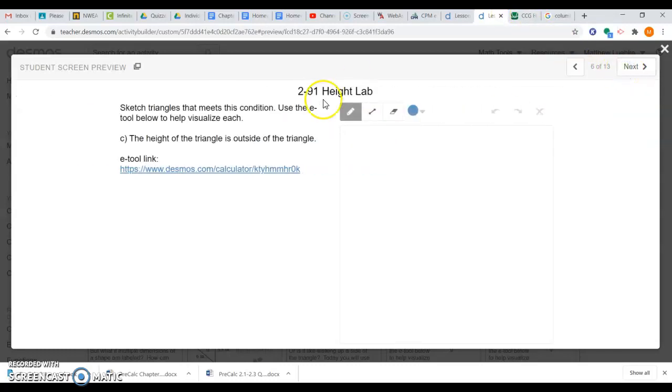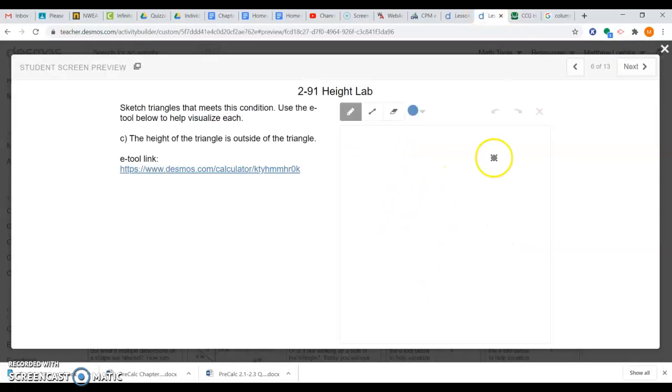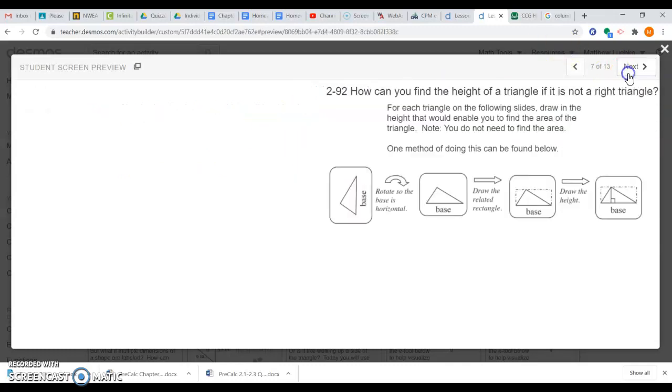Okay, and then the last one, the height of the triangle being outside of the triangle. You go to your e-tool here and you want to make a triangle where the height is on the outside. Then you sketch it on the pad here, and then you are done with the height lab. You have seen the three types of triangles where these parameters exist.